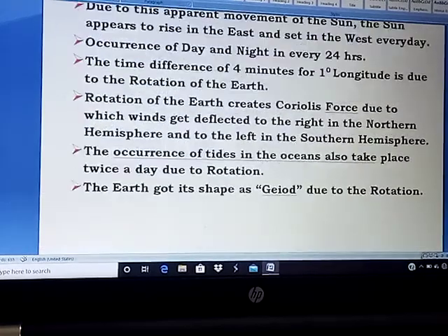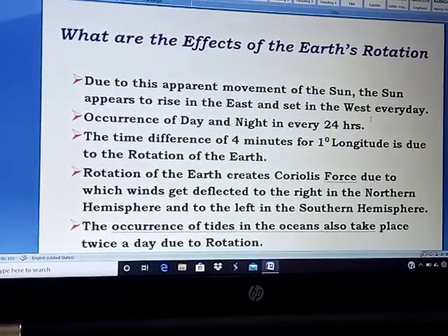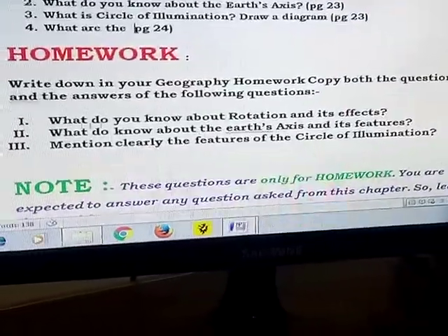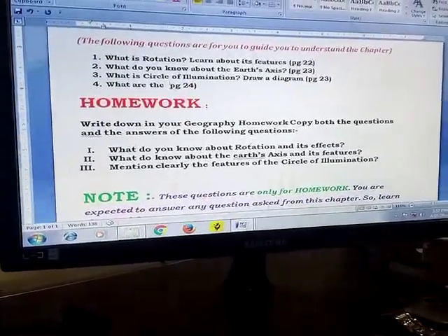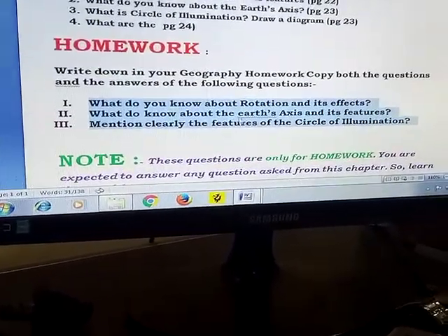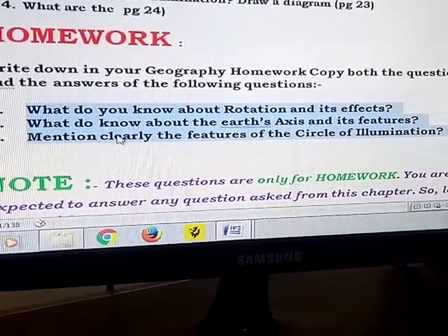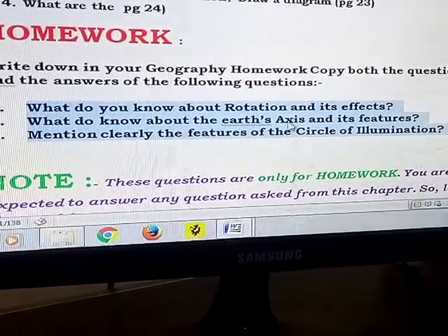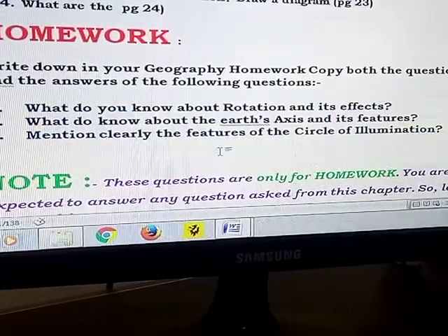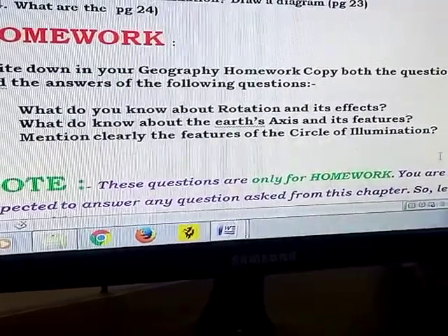So with this we come to the end of today's lesson, dear children, and you will be given homework on the basis of this lesson. Just three questions. What do you know about rotation and its effects? What do you know about the Earth's axis and its features? And finally, mention clearly the features of the circle of illumination.